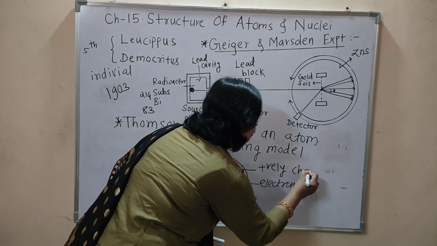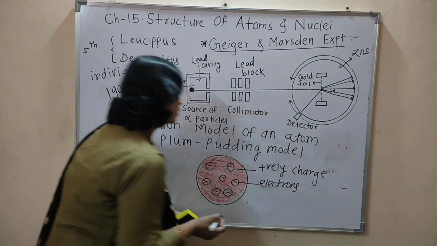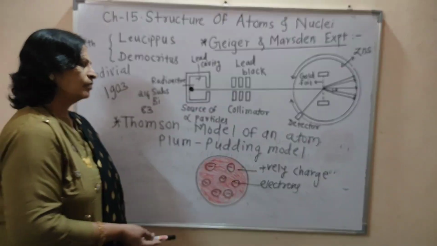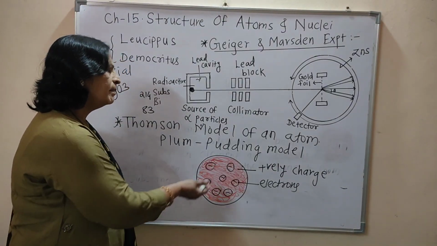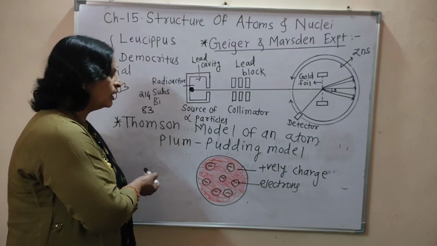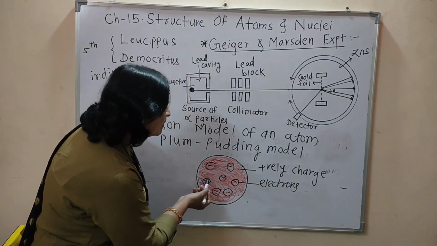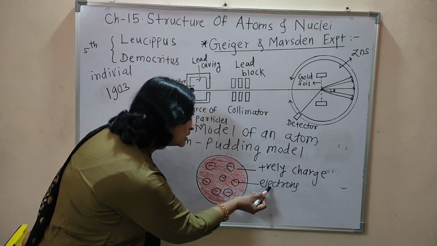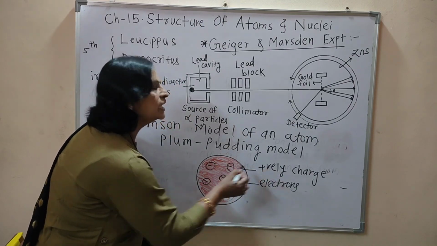Positively charged, uniformly charged, positively charged. Okay, and this is the plum, also called the plum and pudding model. What is plum? Plum is this negative charge, and this red part is the pudding.